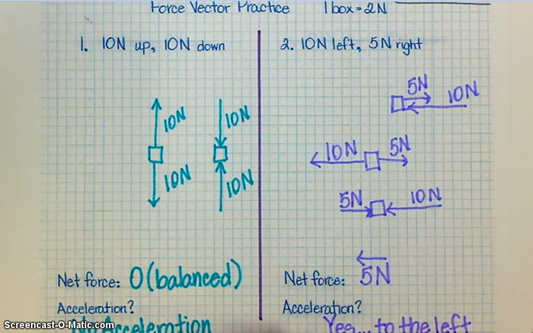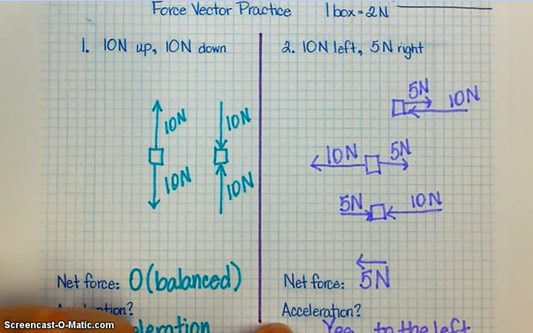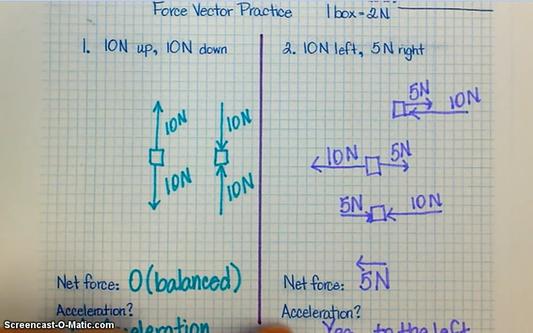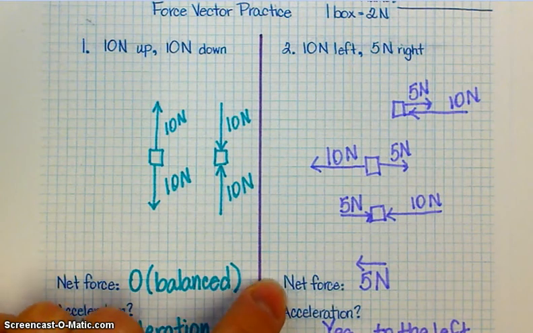Now, you can't tell me how much this object is accelerating. You can just tell me yes it is or no it's not, because there's some missing information. In order to calculate acceleration, you have to not only know how much is the net force, but you also have to know the object's mass.